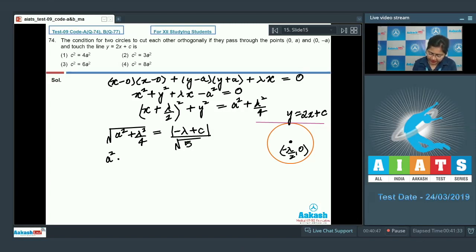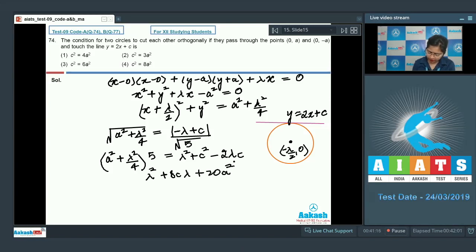Squaring both sides, we will get (a square plus lambda square by 4) into 5 equal to (lambda - c) whole square, that is lambda square plus c square minus 2 lambda c. Solving this further, we will get lambda square plus 8c lambda plus 20a square minus 4c square is equal to 0. So from here, let us say the two circles have the centers as (-lambda1/2, 0) and (-lambda2/2, 0). So lambda1 into lambda2 is equal to 20a square minus 4c square.